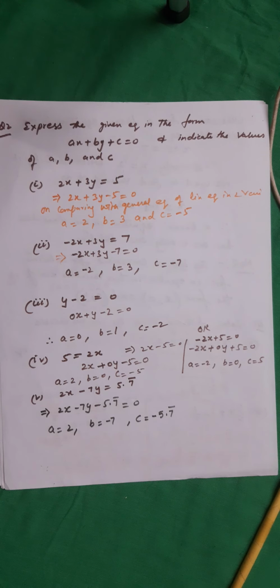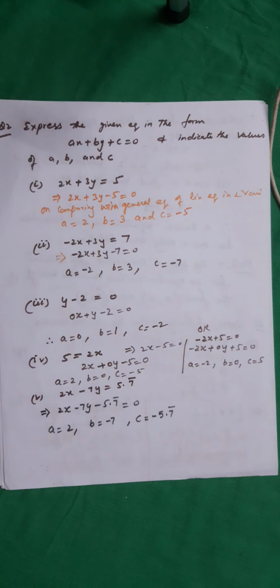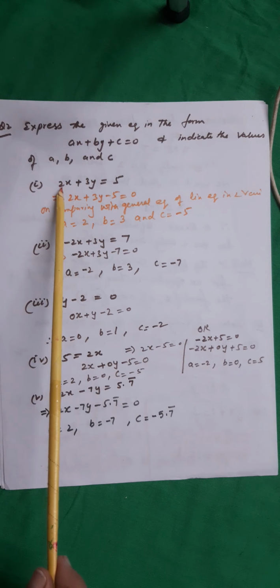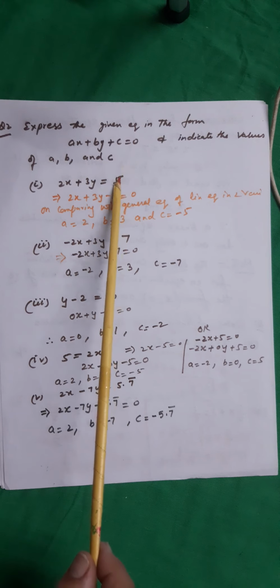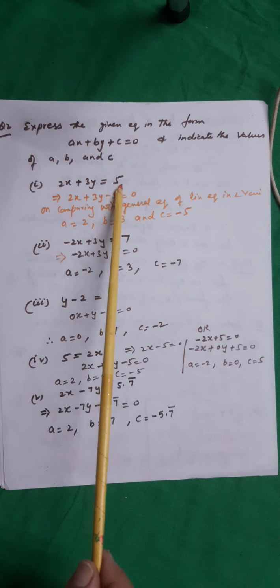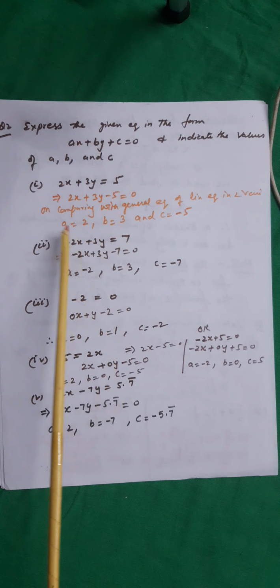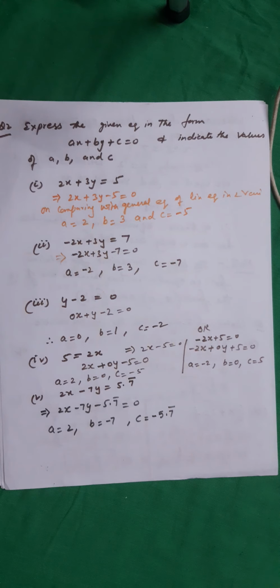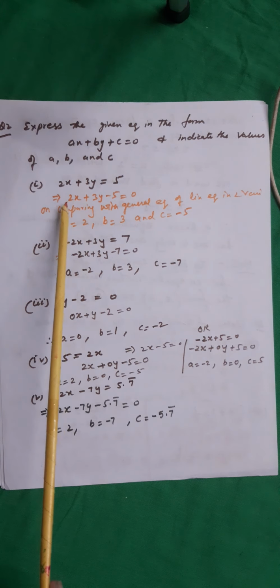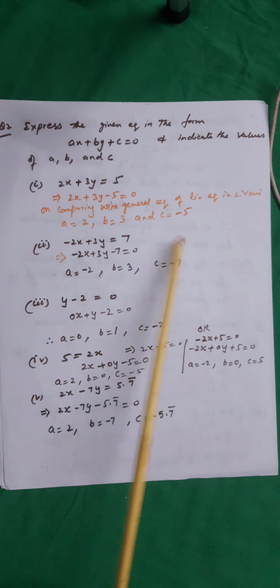First is, express the given equation in the form ax plus by plus c is equal to 0 and indicate the values of a, b and c. The first equation is 2x plus 3y is equal to 5. Now when I compare it to this form, it is not of that form. So I have to bring this 5 on this side to reduce this equation in this form. On comparing with the general equation of the linear equation in two variables, I can say a is equal to 2, b is equal to 3 and c is equal to minus 5.